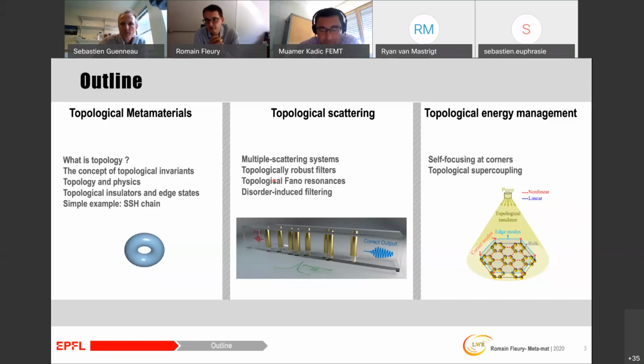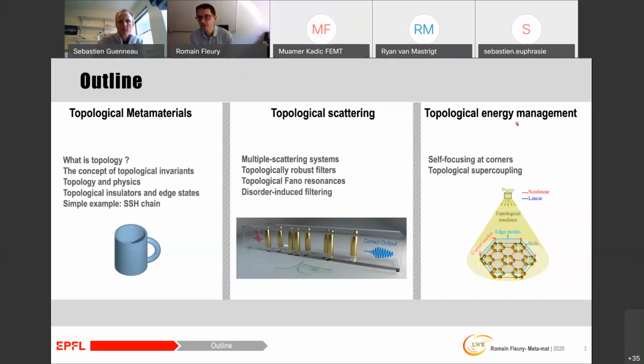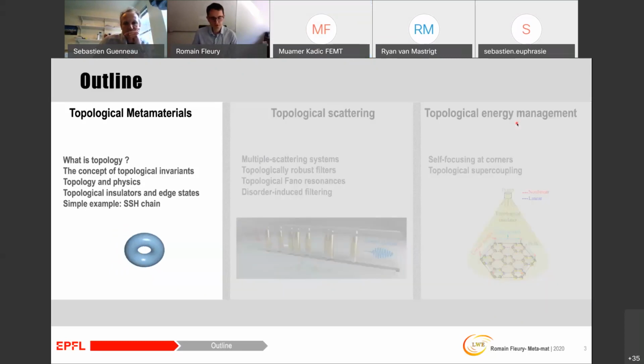And in a third part, I will talk about how to manage energy, focus energy, or concentrate energy using topological properties. So let's start with the first part, the introduction.